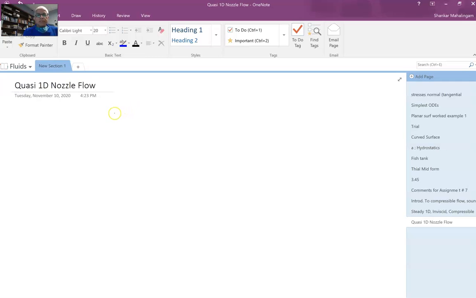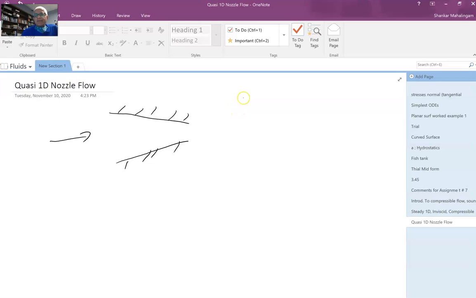The purpose of this video is to look at quasi 1D, or nearly one-dimensional, flow in a nozzle. So we have a flow going from left to right in this nozzle, and we are looking at quasi one-dimensional flow in this nozzle. Although the area of cross-section seems to change as I go from left to right, we're going to treat this as quasi one-dimensional flow. Let's think about the conservation equations in this case.